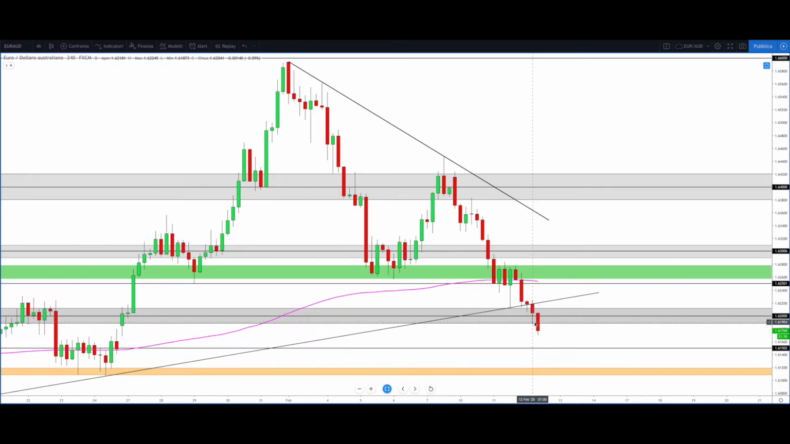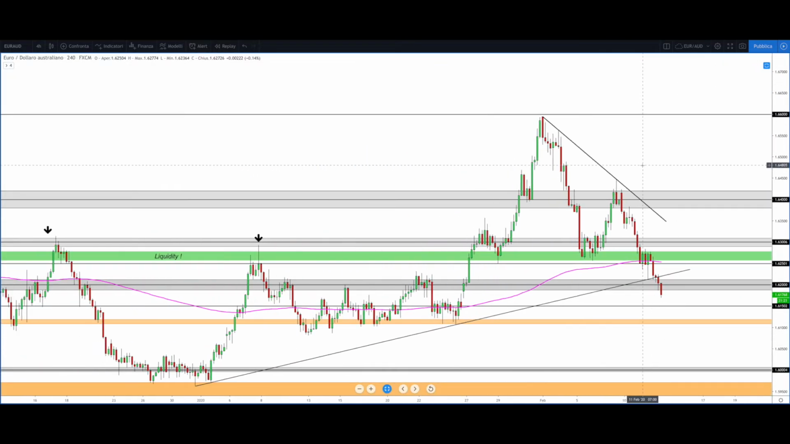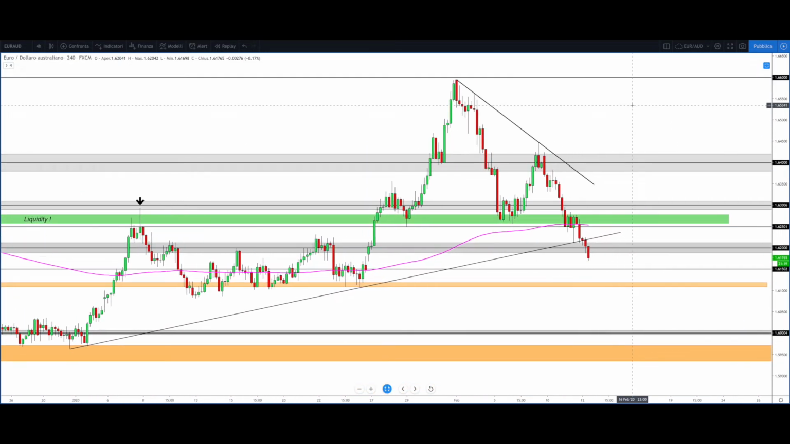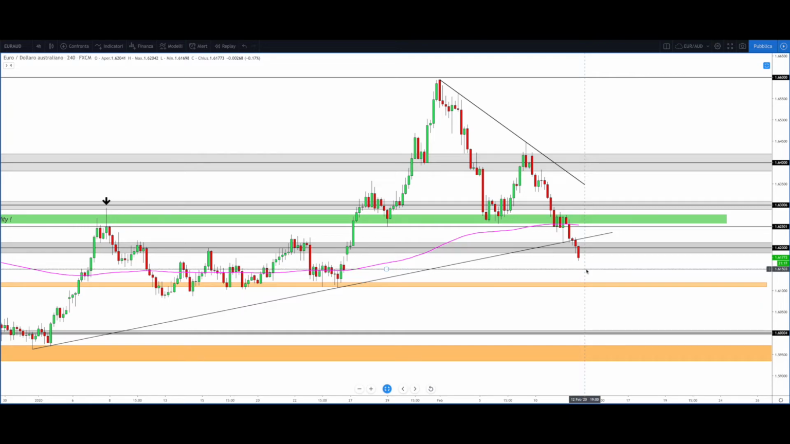But now the price is trying to break 1.62, and if the price will confirm this break, first of all on the 4-hour time frame and then on the daily time frame, this will be a huge bearish signal for the next weeks that could bring the price to a collapse to reach first of all 1.6150, and if the price will break this level, I expect a new collapse to reach 1.60.